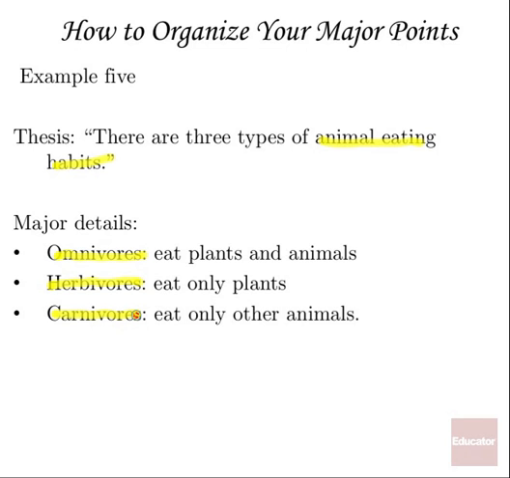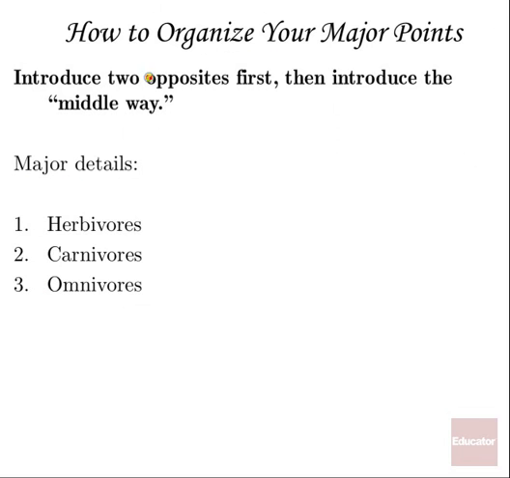But it turns out there actually is kind of a method that I could use that'll help make these orders make sense. I am going to introduce 2 opposites or 2 extremes first, and then I'm going to introduce the middle way. Herbivores only eat plants. Carnivores only eat other animals. Omnivores are in the middle, and they eat everything.